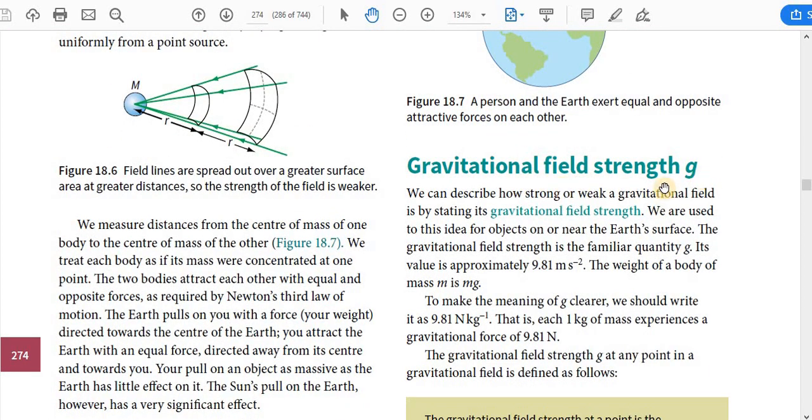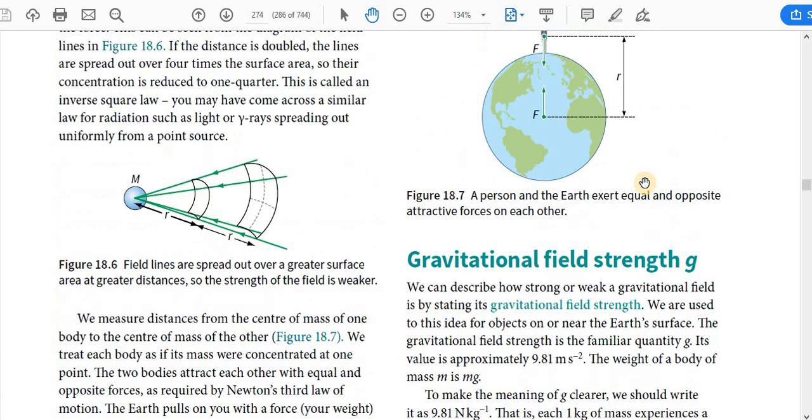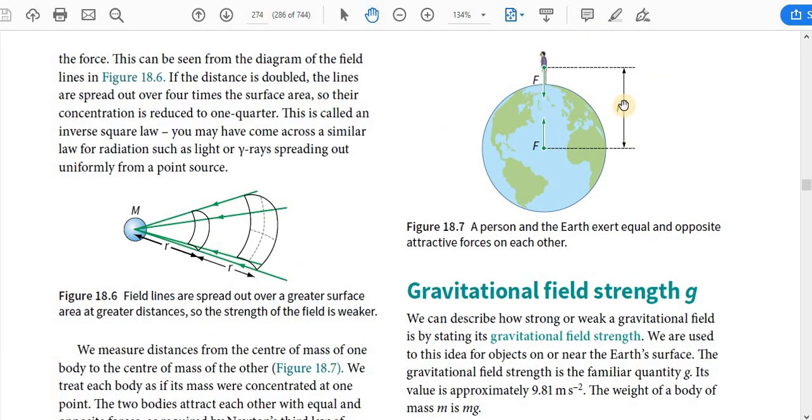Then we come to the acceleration of free fall, also called the gravitational field strength. And by the way, this R is the distance between the centers of mass. You know, the center of mass of a person is somewhere close to the navel or belly button, somewhere behind the belly button, in that area. And the center of mass of the Earth is in the middle. So remember, this distance R is from the center of mass of one body to the center of mass of the other body.